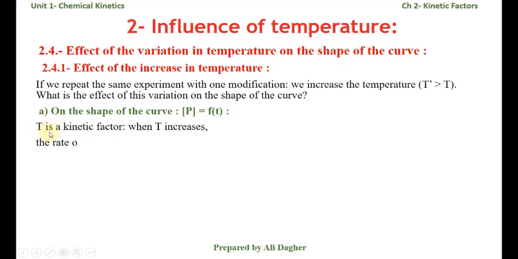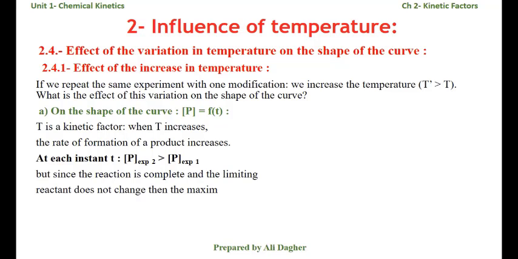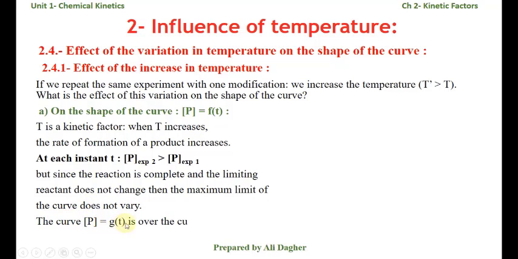Explanation. T is a kinetic factor. When T increases, the rate of formation of product increases. That means at each instant, concentration of product in experiment 2 is bigger than concentration of product in experiment 1. But since the reaction is complete and the limiting reactant does not change, the maximum limit of the curve, which is the concentration of product at infinity, does not vary. Therefore, the curve concentration of product equal G(t) is over the curve concentration of product equal F(t).